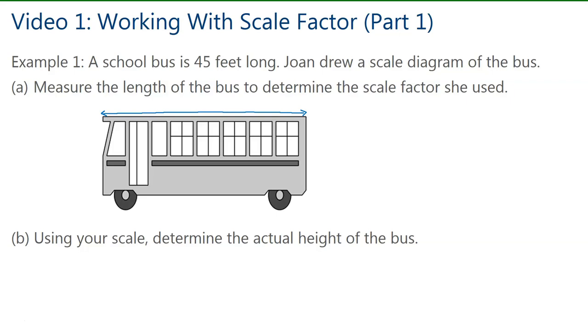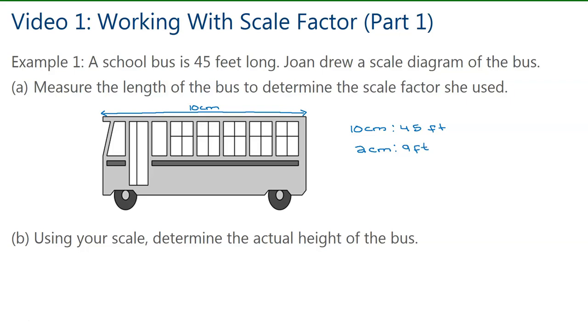Now using my ruler, I get that the length of the bus is 10 centimeters. So 10 centimeters on the diagram corresponds to 45 feet of the actual bus. So we write the scale factor like this, 10 centimeters to 45 feet. Now both of these numbers can be divided by 5. So I'm going to do that to reduce it. So 2 centimeters on the diagram corresponds to 9 feet of the actual length.